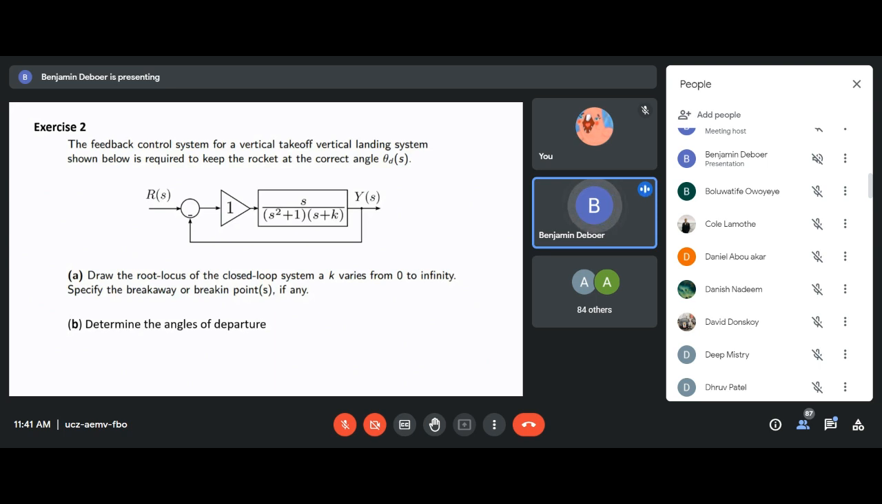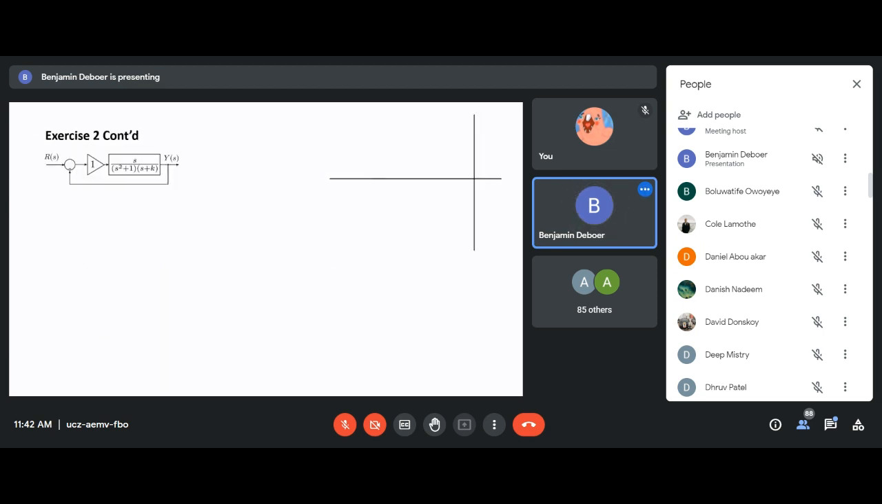Okay, so now we're going to look at just another system here, just to get yourself comfortable with actually drawing root loci. What we can see here is our K value is actually in the denominator of the system. So we're going to have to do a bit of rearranging to get that normal form that we're used to seeing with root locus. Again, the form that we want to see is 1 plus K H(s), where this is your transfer function here.